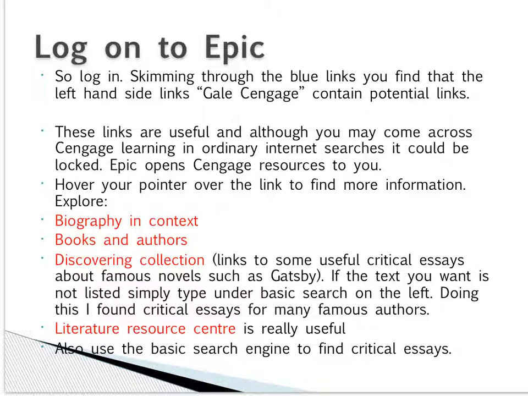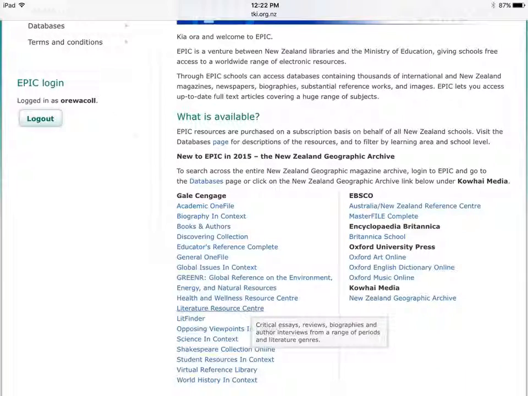Once you log on to Epic, you'll find all sorts of interesting things. You simply go onto the library website, use the password that's supplied by the library, and link on to EPIC. You could find information in the red here on this page, and this is what I found. In the Gale Cengage columns, you could look at biography and context, discovering collections. The best one I found was Literature Resource Centre.